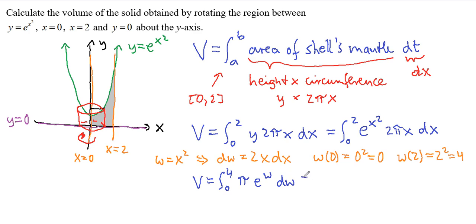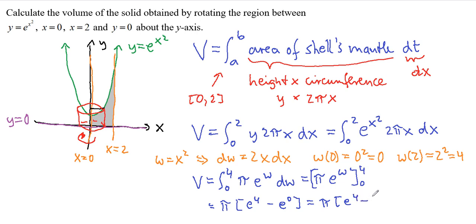Now we can readily find an antiderivative for e to the w, which is e to the w, and we evaluate this from 0 to 4. So this is equal to pi times e to the 4 minus e to the 0. And the only thing that we can simplify is that e to the 0 is equal to 1. And so this is our volume in cubic units.